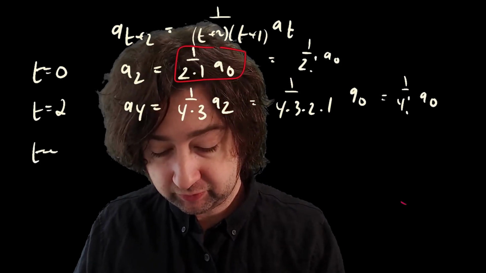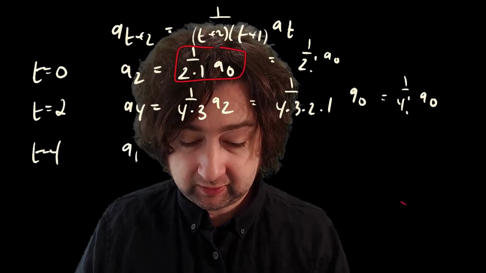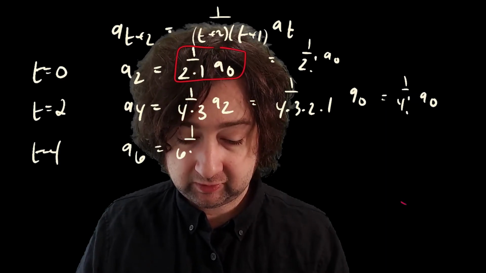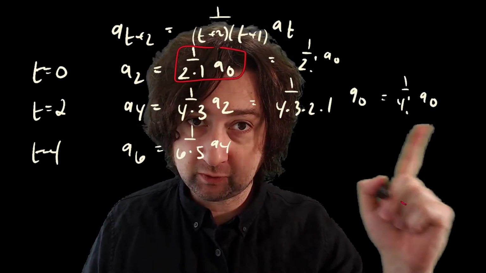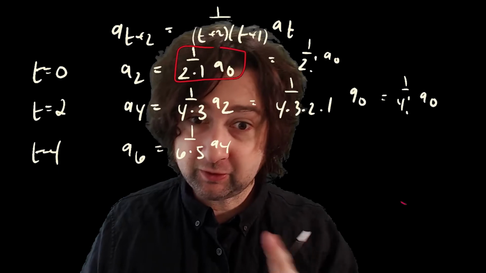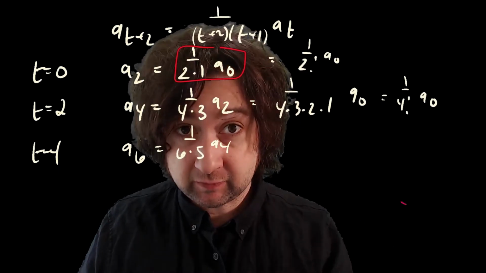If I put in t equals 4, I get the relation a6 is equal to 1 over 6 times 5 times a4, but I know that a4 is equal to 1 over 4 factorial a naught. 4 factorial times 5 times 6 is 6 factorial.